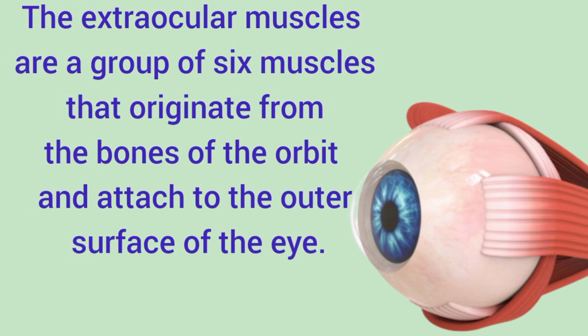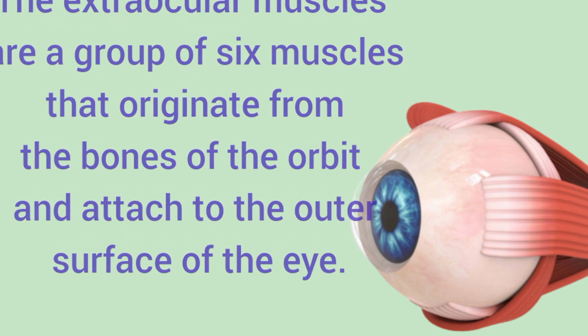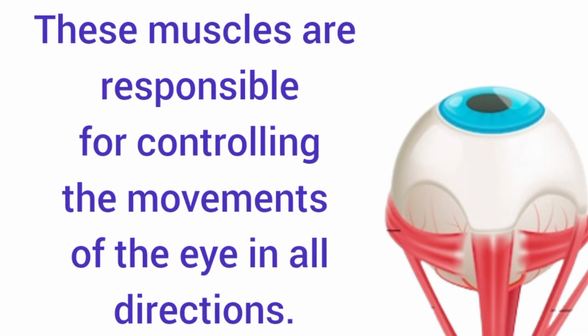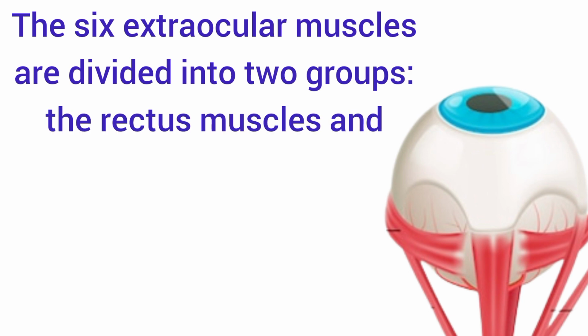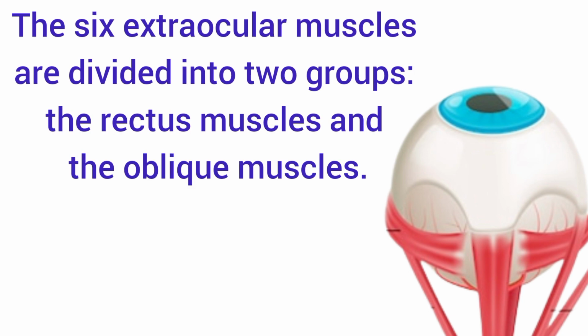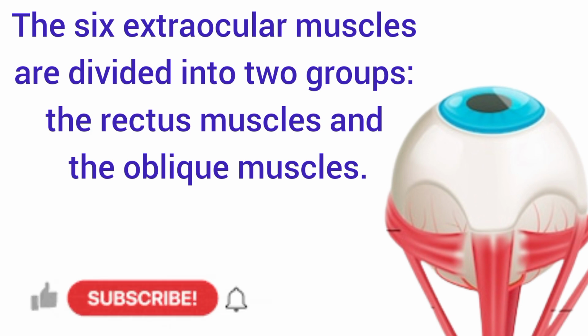The extraocular muscles are a group of 6 muscles that originate from the bones of the orbit and attach to the outer surface of the eye. These muscles are responsible for controlling the movements of the eye in all directions. The 6 extraocular muscles are divided into 2 groups: the rectus muscles and the oblique muscles.